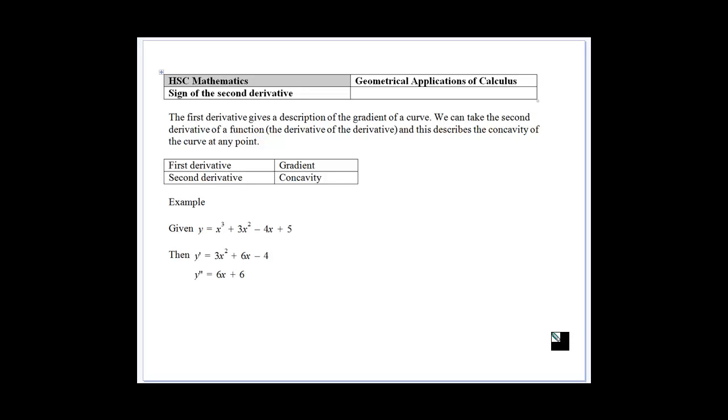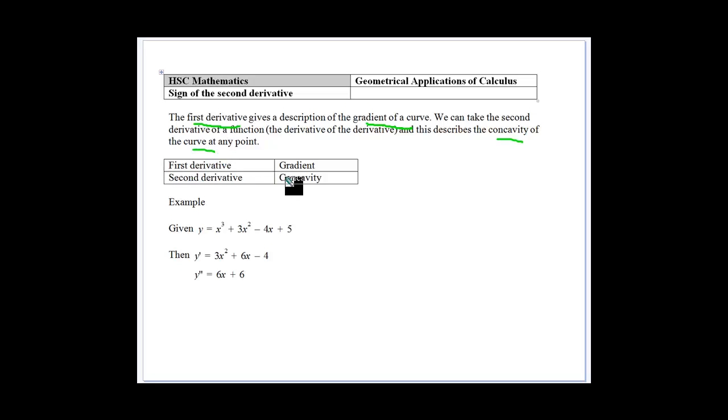Now we want to look at the second derivative and what it means for us when we want to look at graphs of functions. And we remind ourselves first that the first derivative of our graph gives us the gradient of our curve. So the first derivative is the gradient. Then the second derivative will always describe the concavity of the curve at the point.